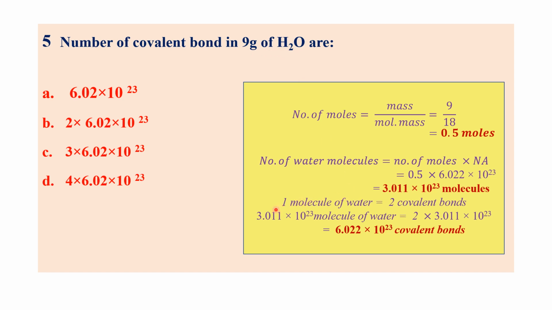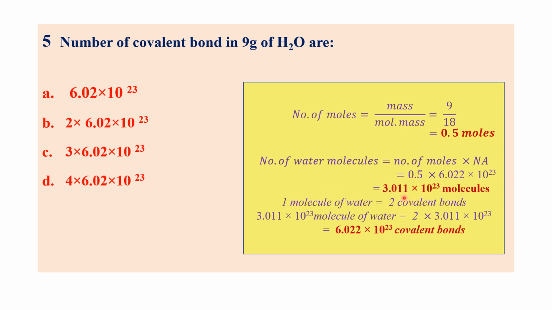Now we know that one molecule of water has 2 covalent bonds. One covalent bond is present between oxygen and one hydrogen, and the second covalent bond is present between oxygen and the second hydrogen. So there are 2 covalent bonds in a single water molecule.